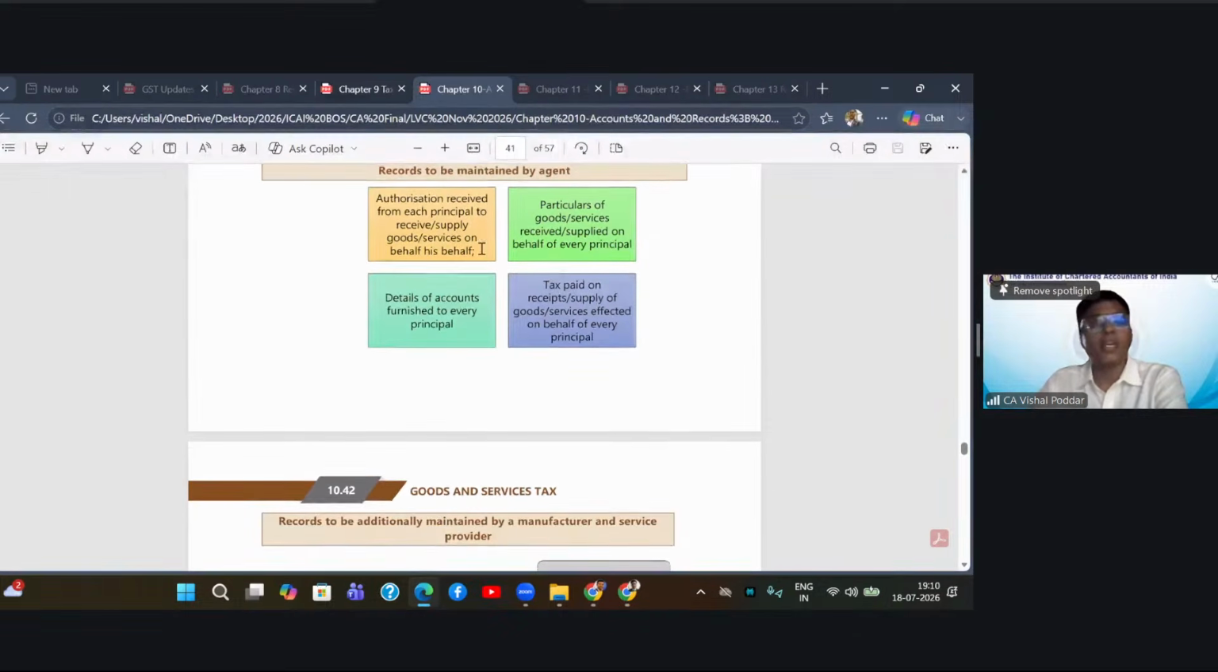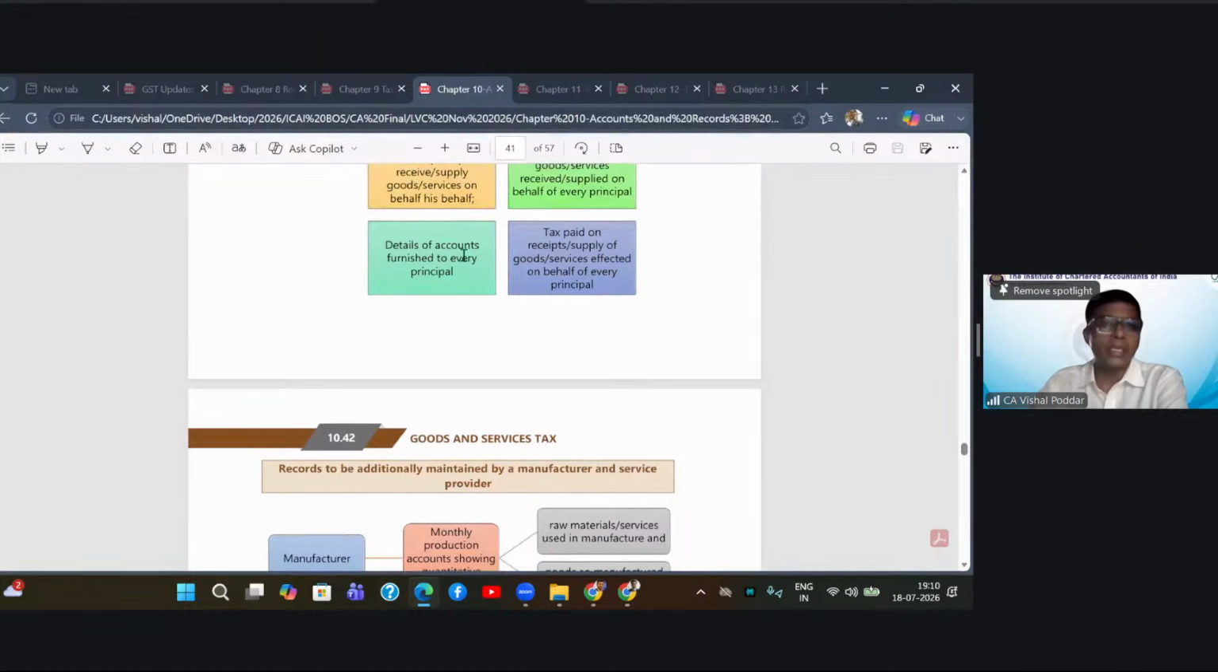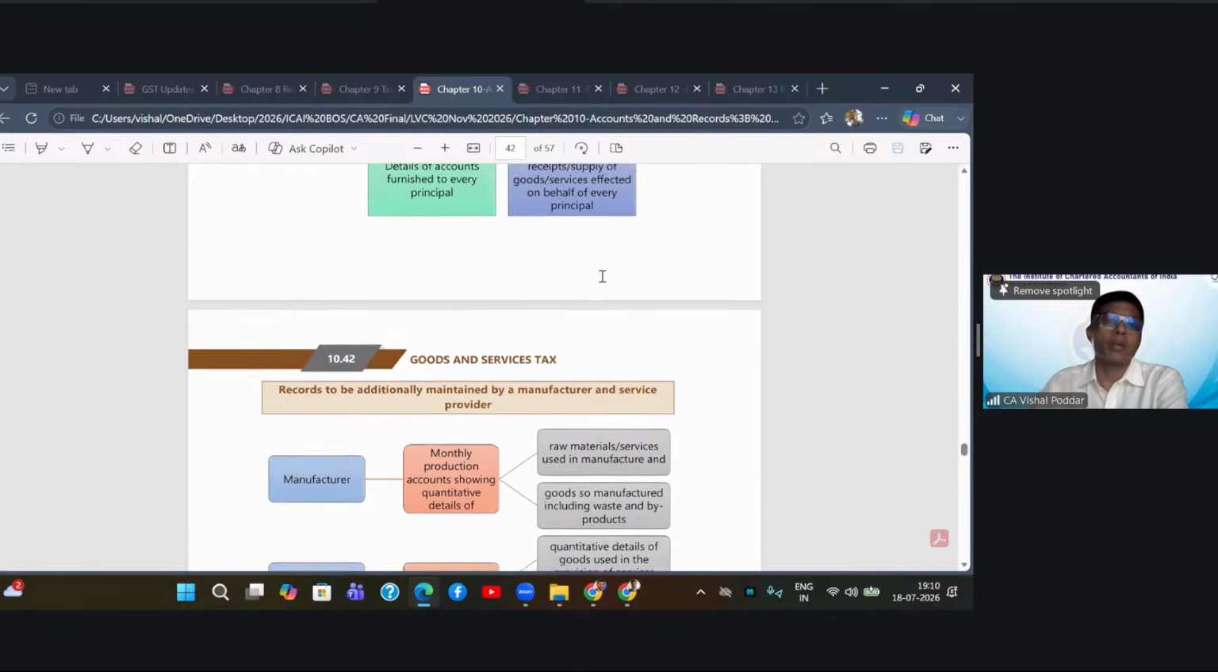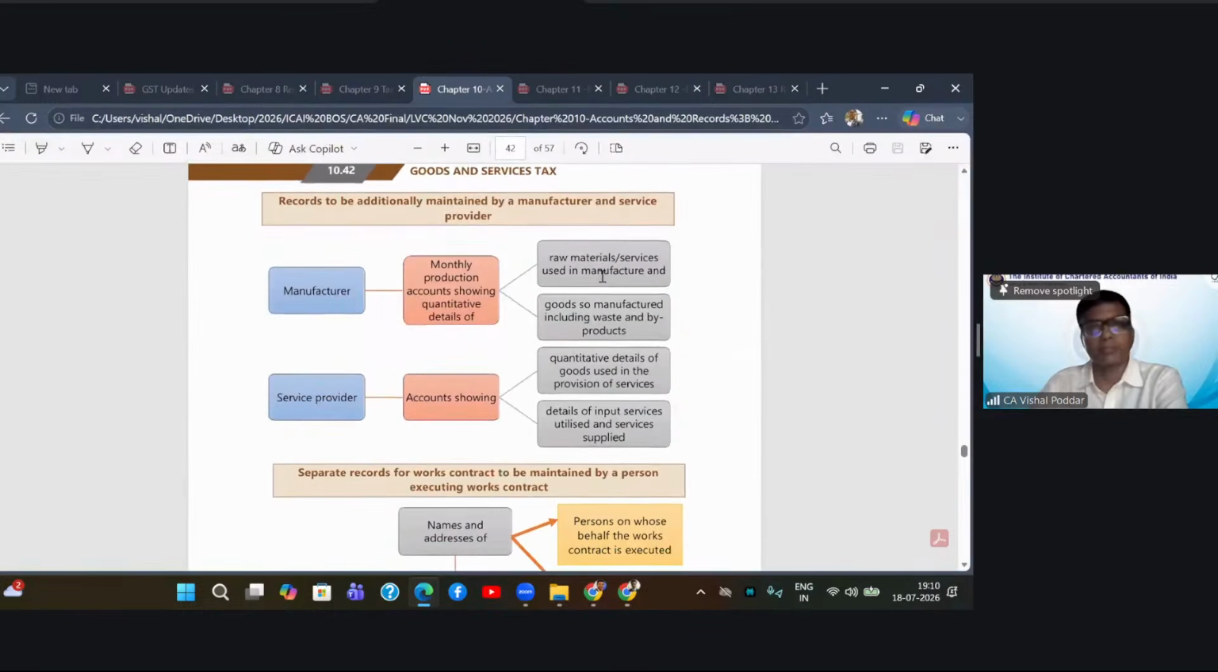Next, if you are an agent, what all information you need to maintain? First, authorization received from each principal to receive or supply the goods on their behalf. Then particulars of goods or services which are either received or supplied on behalf of the principal, details of accounts furnished to every principal, and the tax paid on such receipts or supplies made on behalf of the principal.